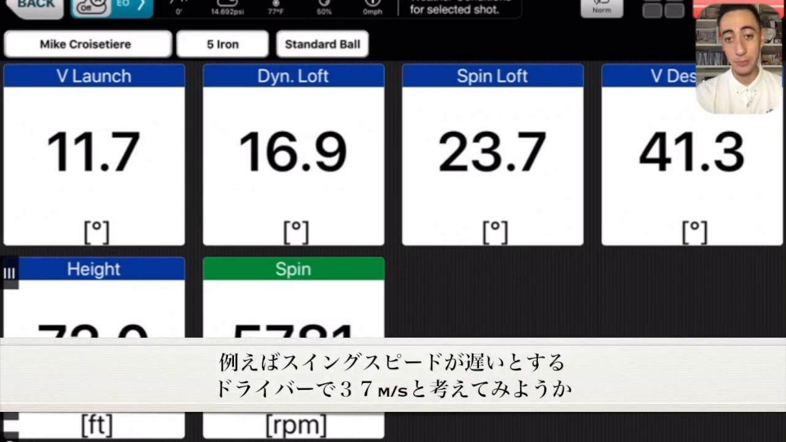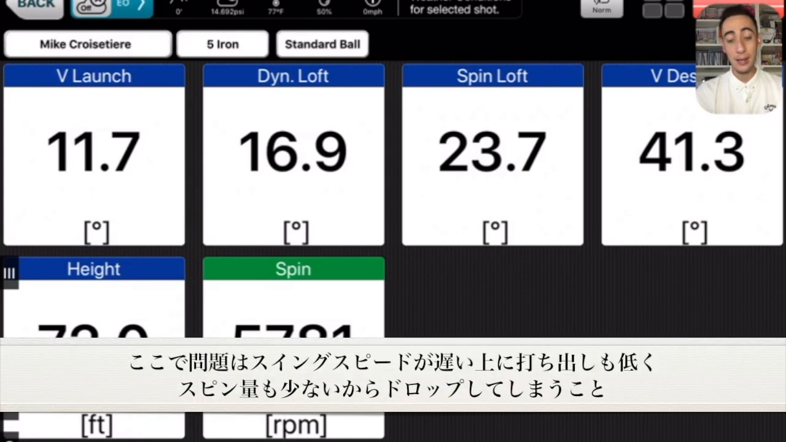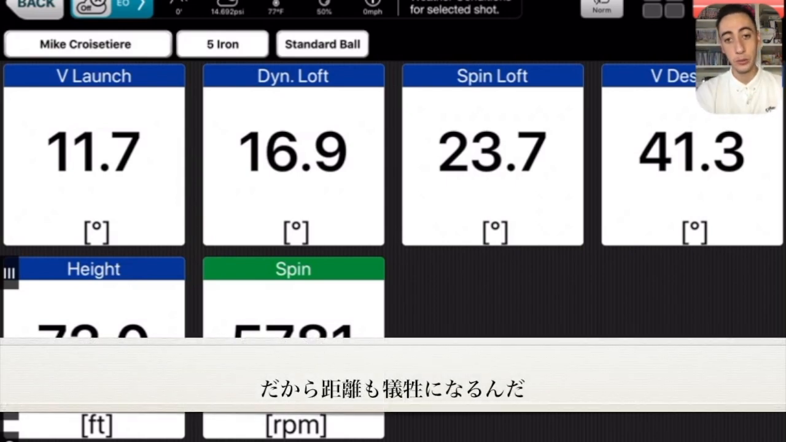Let me give you an example. Let's say we're swinging really slow, about 37 meters per second with our driver. Let's also say that we have about 10 degrees of dynamic loft. We're launching the ball maybe at 8 degrees, and our spin loft is maybe like 8 degrees, which means our spin rate is going to be maybe like 1500 RPM. The issue with that is, because I swing so slow and have that small of a launch angle and minimal spin, the ball is almost going to just fall out of the air, and I'm not going to get my optimal distance.